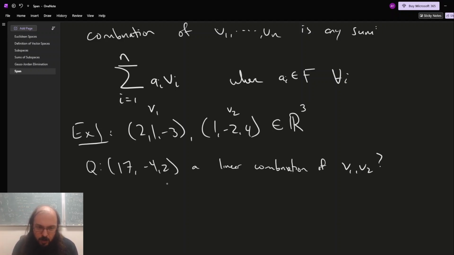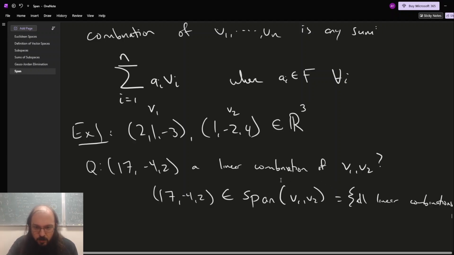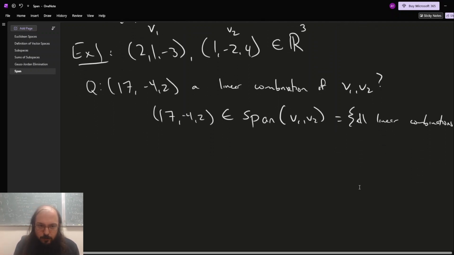So first thing is we often don't say this. What we would say is that (17, -4, 2) as a vector lies in the span of v1 and v2. Span is by definition the set of all linear combinations. Kind of squeezing it in on the end, but I think it's okay. All linear combinations. And so we'll often just use this terminology instead. It's the title of the video. And now how do we figure this out?